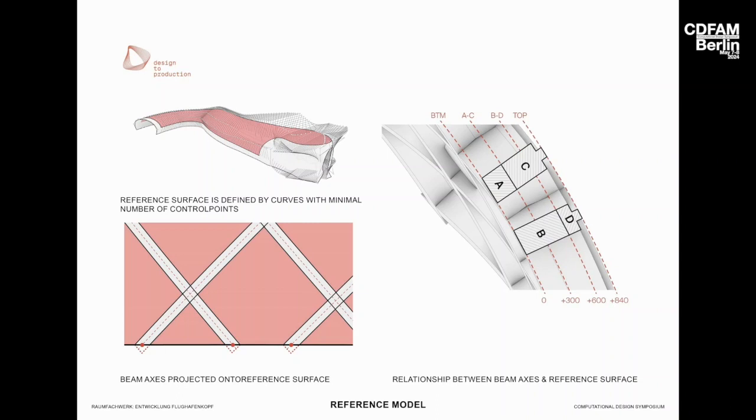And as a next step, we actually project the beam grid onto that surface, and there needs to be a clear relationship between the beam axis and the surface, because we will be using this until the end of the project. So we need to be very clear about whether the surface is center to the beams or bottom or top.